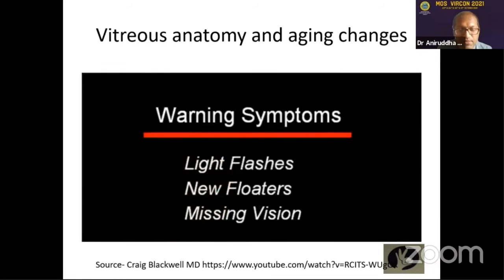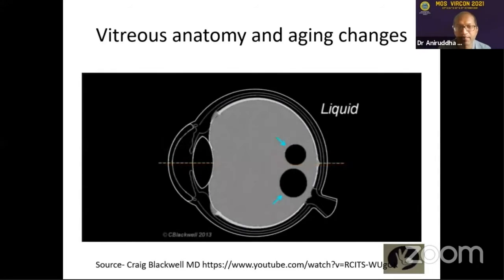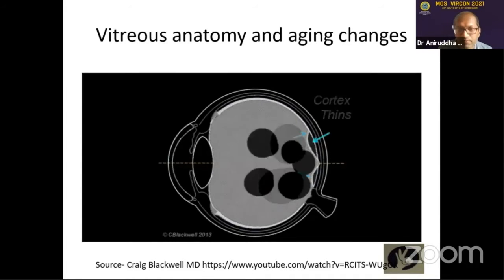So the patients have symptoms like light flashes, new floater formation, and loss of vision sometimes. And one of the most important anatomical and physiological changes which occurs with age at the vitreoretinal interface is the separation of cortical vitreous, which is called posterior vitreous detachment. So we can see that the liquefied vitreous starts to seep and separation of cortical vitreous occurs. But it is attached at the optic nerve head and at the fovea. So this separation begins around the fovea.